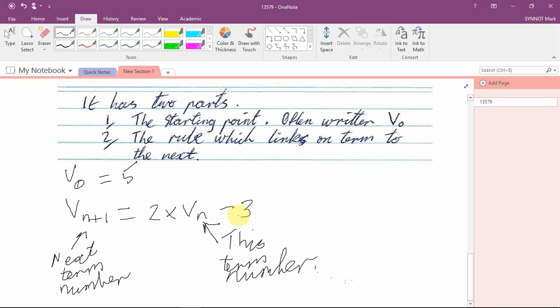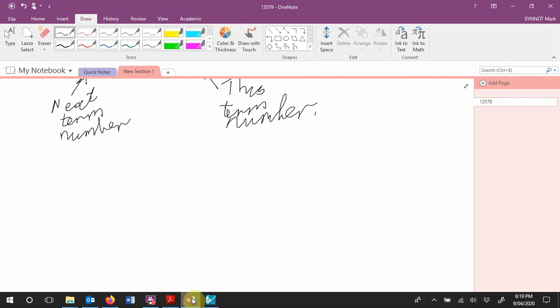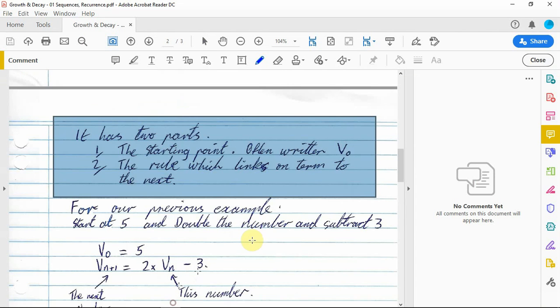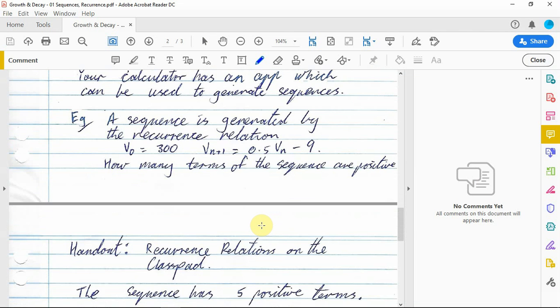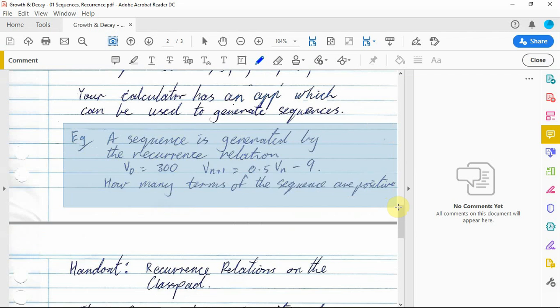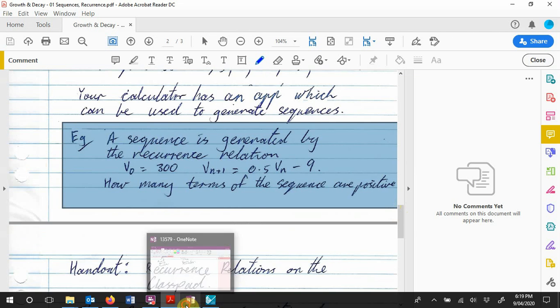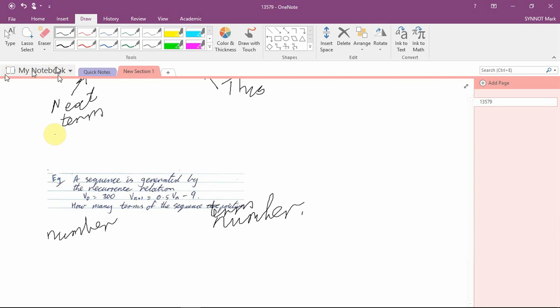Now your calculator has an app which we can use for this. And so what we're going to do is an example, and the example we're going to do is this one. Here it is. So this time we're given our recurrence relation.